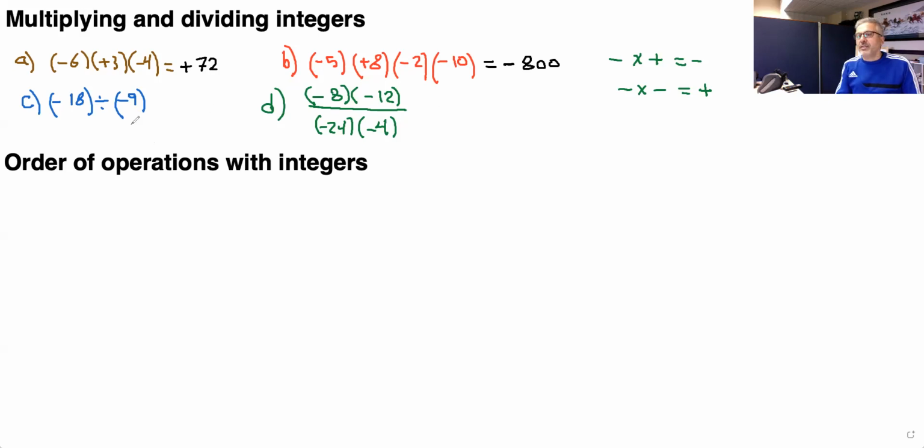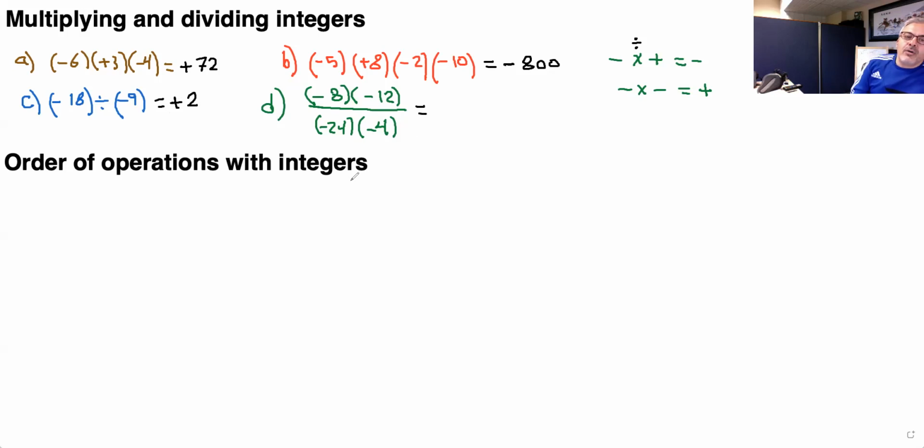The same thing with division. Whatever applies to multiplication also applies to division. So negative divided by negative, 2 like signs that give you positive. Also, you could count how many negatives we have. We have 2 negatives. That's an even number of negatives. So your answer should be positive. 18 divided by 9 is 2. Bingo.